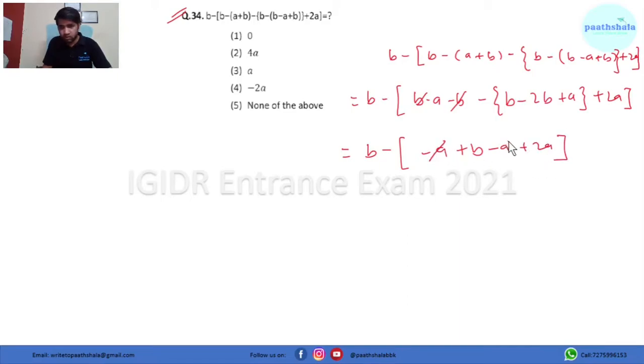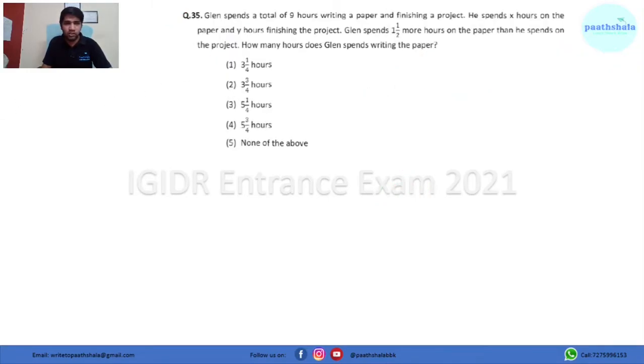So when you solve it, a and 2a get cancelled out. You will only be left with b minus b. So the value will come out to be 0. So option 1 is the right option. Now let's move to the next question.